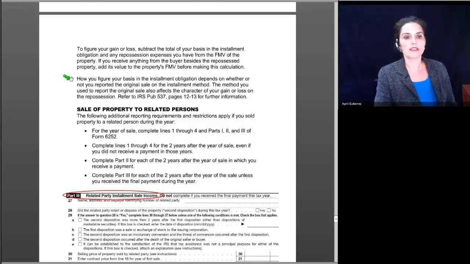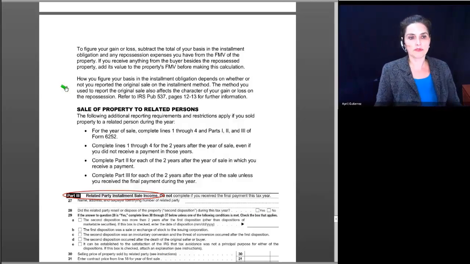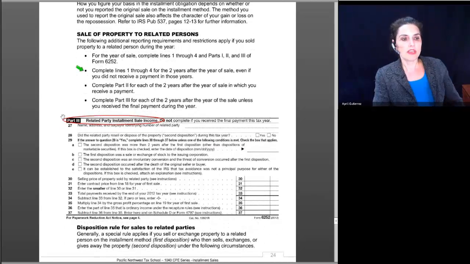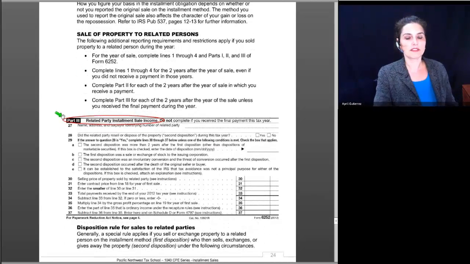How you figure your basis in the installment obligation depends on whether or not you reported the original sale under the installment method. The method you use to report the original sale also affects the character of your gain or loss on the repossession. So if you do have a repossession of Section 1245 property or personal property, you're going to need to read some more instructions, and those can be found on pages 12 and 13 of IRS Publication 537.